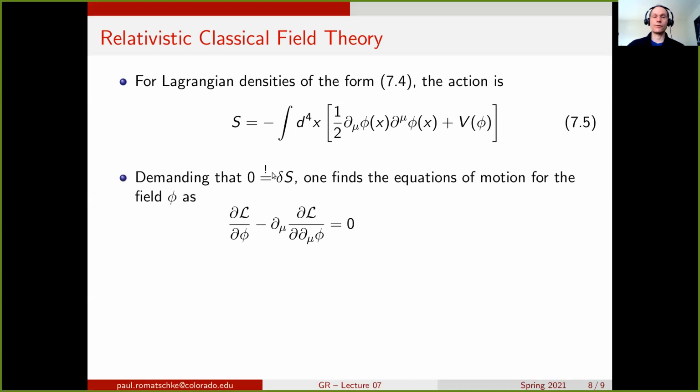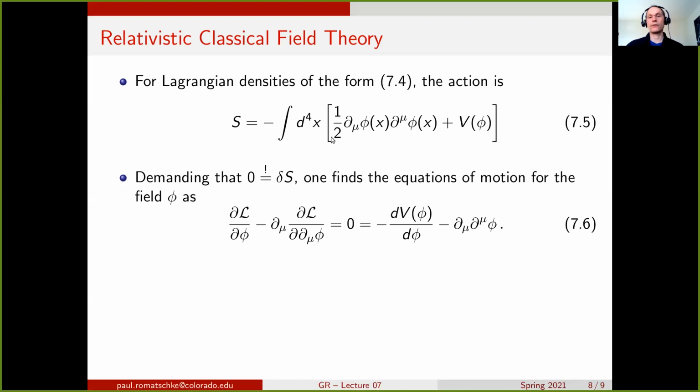And we can again find the equations of motion by demanding that the variation of the action is 0 for an arbitrary change in the field. So one finds the equations of motion for the field phi, following exactly the same rules that we had for the Lagrangian point particle. In this case, we have the equations of motion being dL by d phi minus d mu dL by d d mu phi is 0. Note that the derivative with respect to coordinates d mu replaces the time derivative that we had in the derivation of the equations of motion for the point particle.